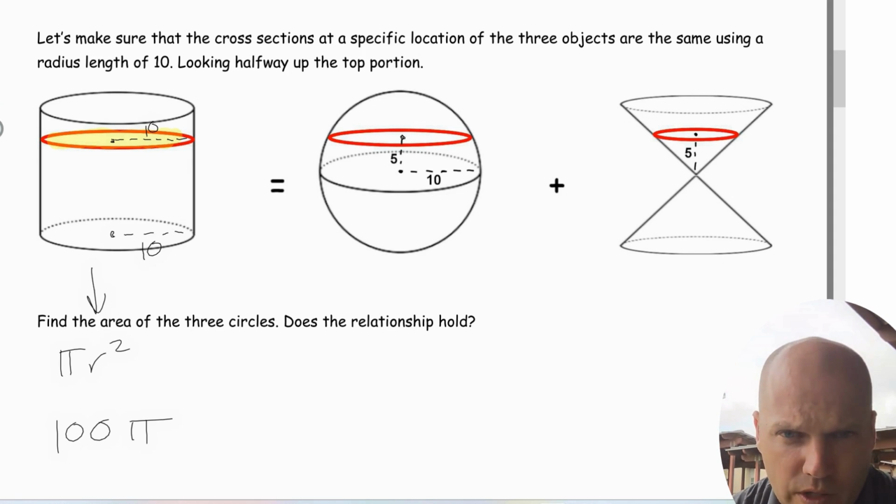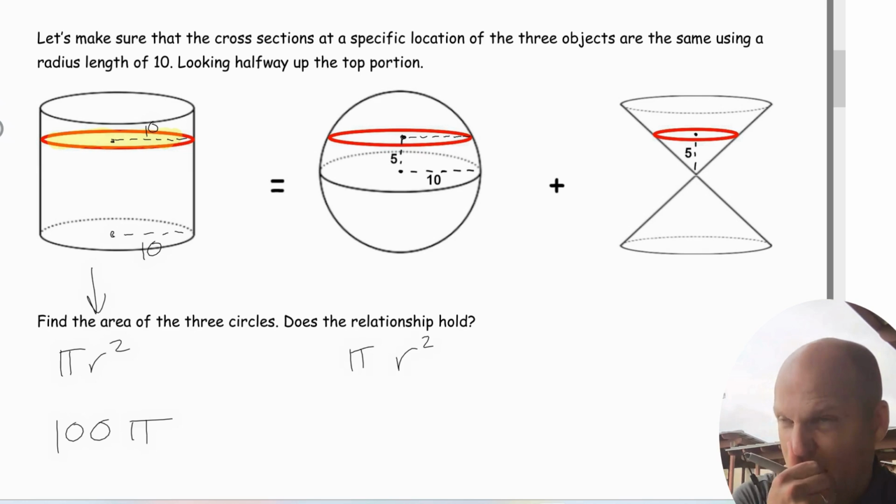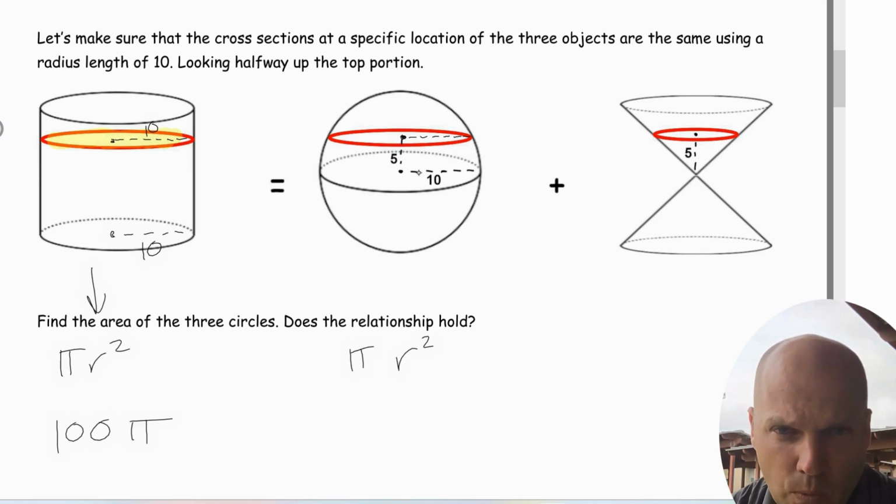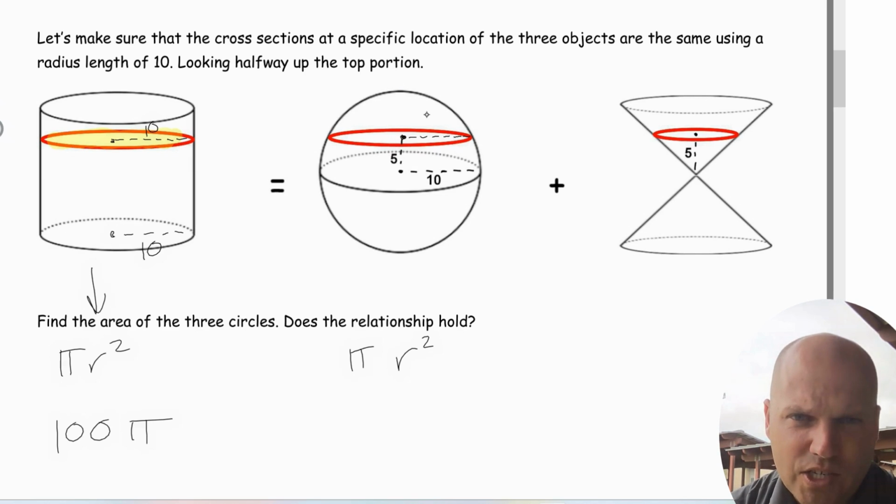Our goal is to find this radius length right there when we are halfway up our circle. We need to find this pi r squared. Well, it's not going to be 10 because we can see it's less than 10. We're halfway up. So we know that all the way up is 10. We're going to go halfway up to 5. The question is, how do we find the radius of this length?